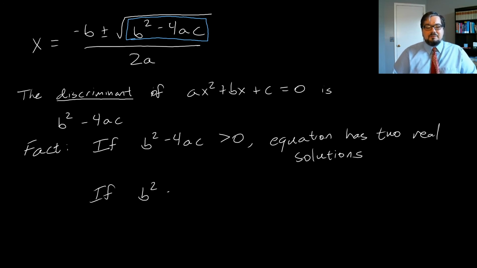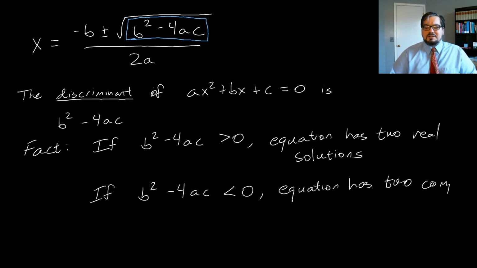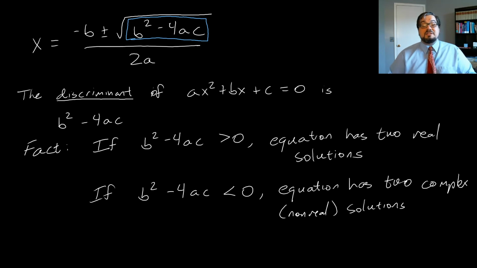On the other hand, if b squared minus 4ac is less than 0, the equation has 2 complex, in particular non-real, solutions. That's what we saw in the second problem, where the discriminant was negative. And so in the formula, we wind up adding and subtracting the square root of a negative number, which gives us two different things, but it gives us two different complex things.